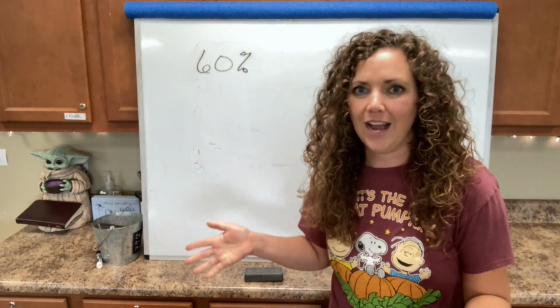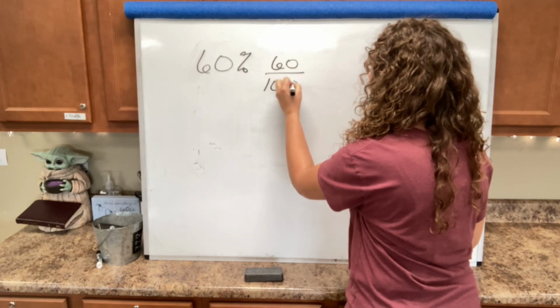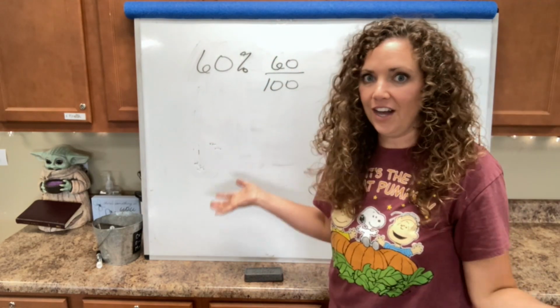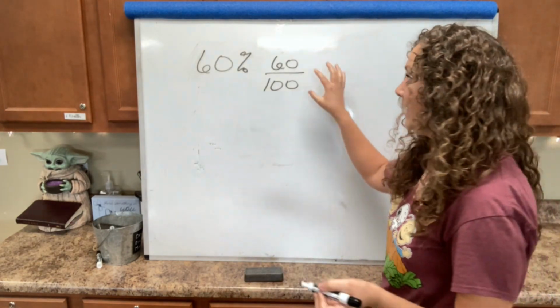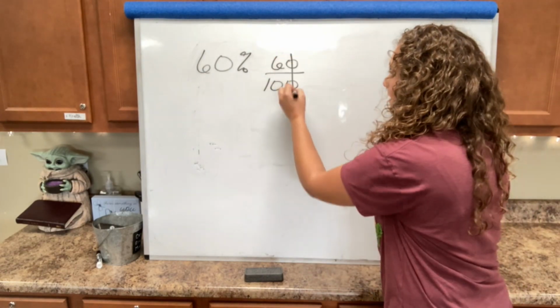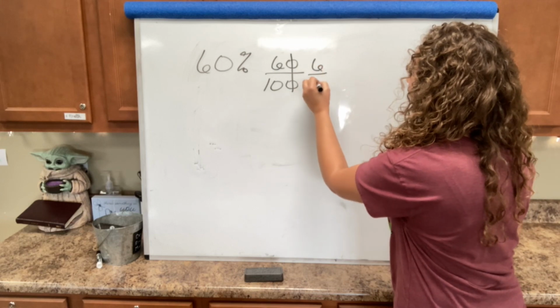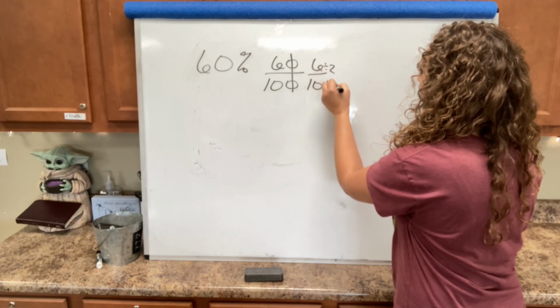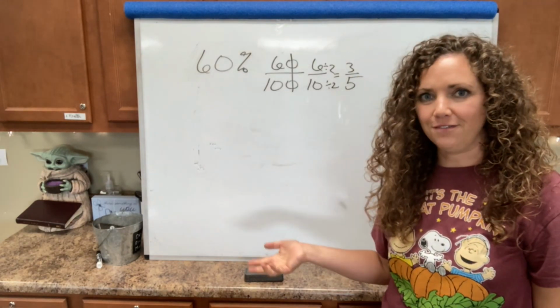To make this into a fraction, we're just going to put this over 100 because this means of 100. So it's just over 100. I can simplify this very easily. Now, when I have a 0 and a 0 that are a pair, I can just simplify right away by doing that. And so now I just need to simplify this because you always simplify. And my fraction is 3/5.